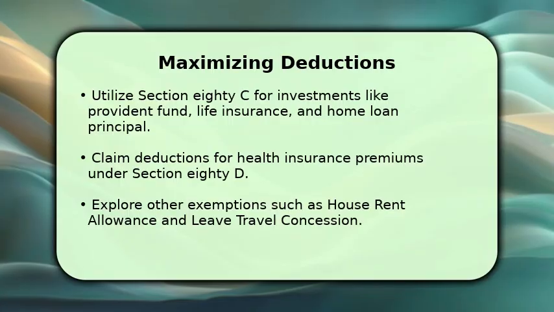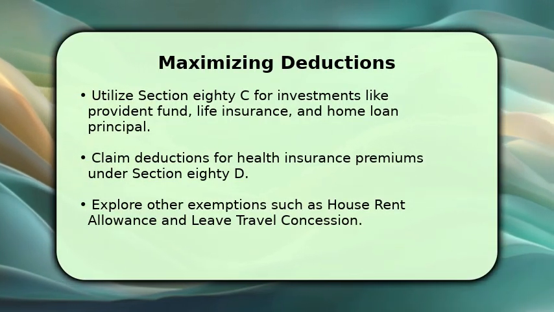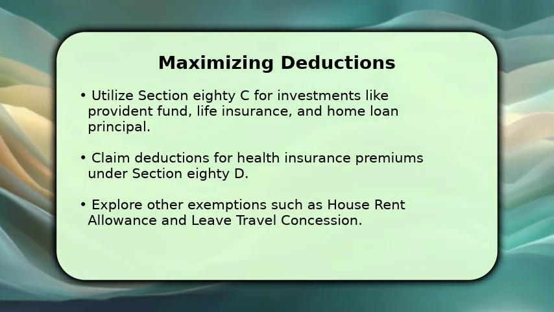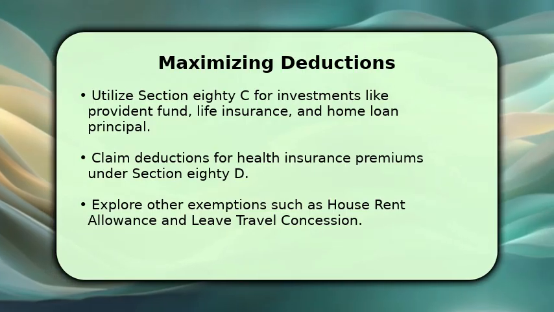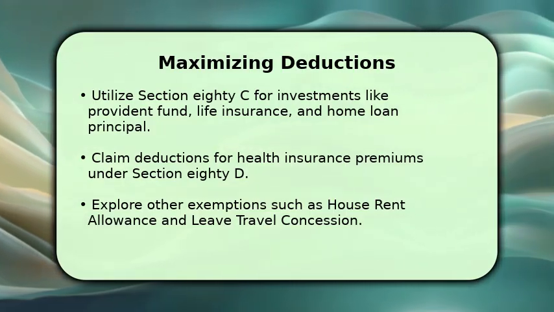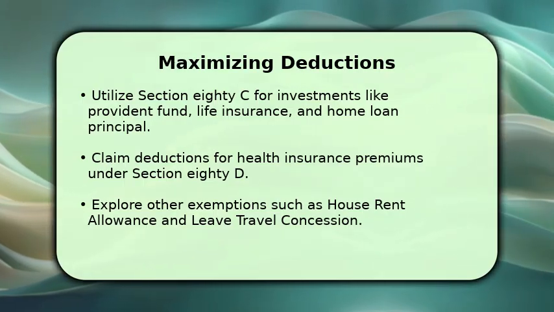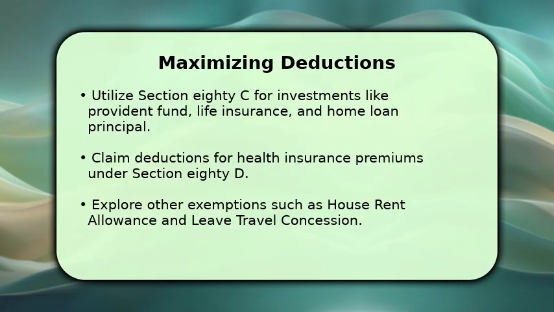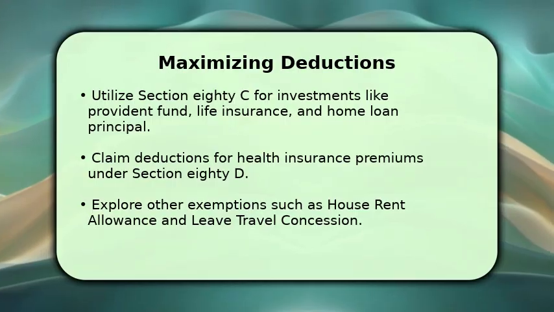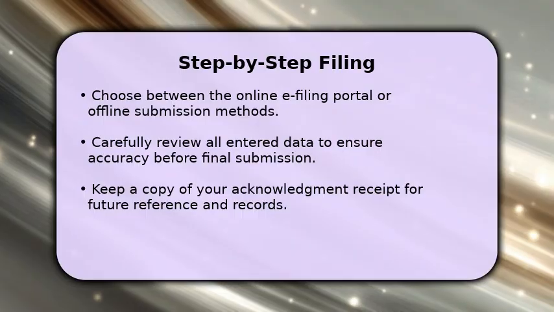Now, let's talk about maximizing your savings through deductions. Section 80C is a big one, allowing deductions for investments up to 1,50,000 rupees in instruments like Provident Funds or life insurance. Also, remember to claim health insurance premiums under Section 80D. Furthermore, explore exemptions such as house rent allowance and leave travel concession, which can significantly reduce your taxable income. Every eligible deduction helps. Finally, let's navigate the filing process.